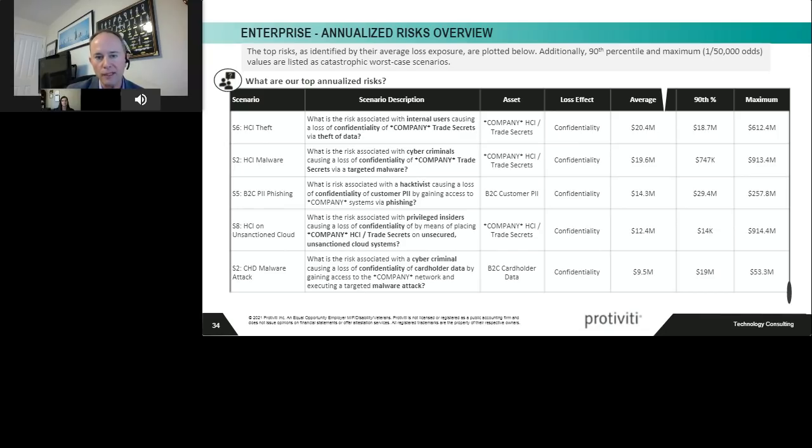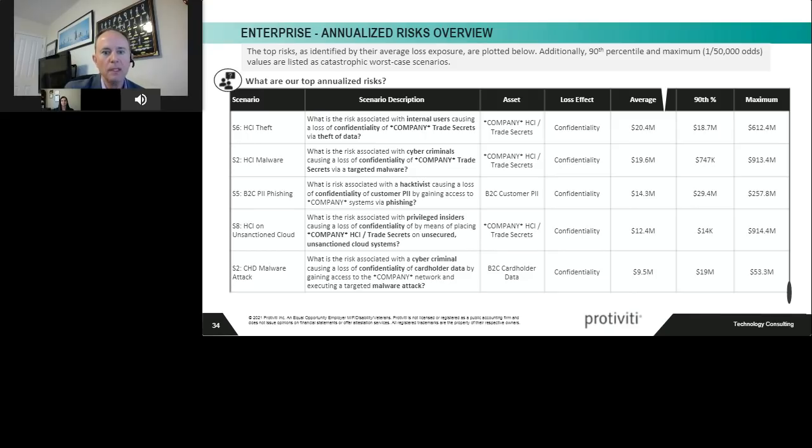And we quantified that risk to an average loss annually of $20.4 million. At the 90th percentile is $18.7 million. And there's a maximum potential, way on the tail end of the curve, if you will, of $612 million. It's an extreme event, very unlikely, but it's possible. This is a much more elevated, sophisticated conversation to have with a business person than talking about a high type risk, right?